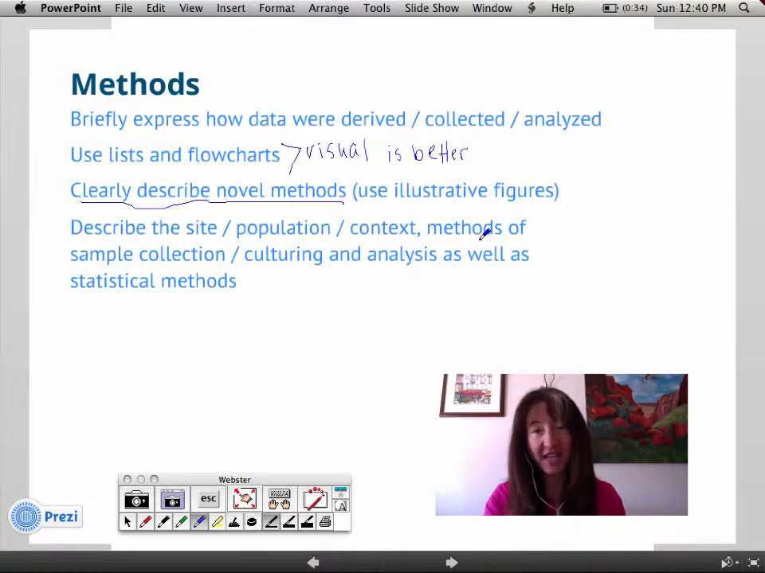Methods of sample collection is going to be really important for Ben and Sierra. We're not culturing in this particular case, though that would be really cool, but maybe next time. And the analysis, this time it was a chemical analysis, but in the case of going through interview data, it's how are you analyzing those? So remember how we talked about that.